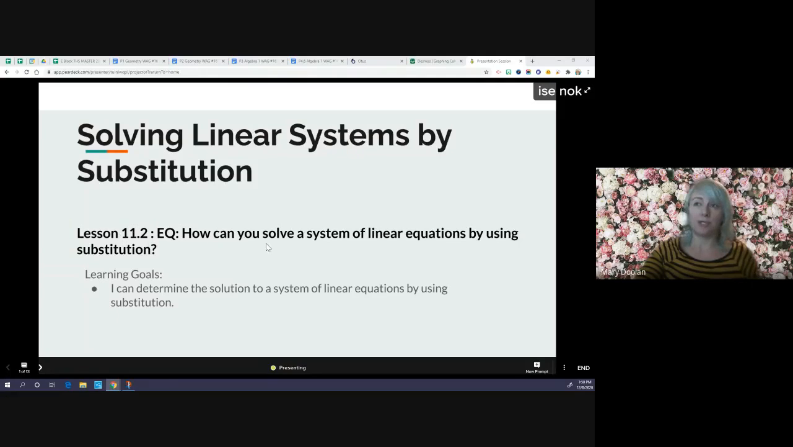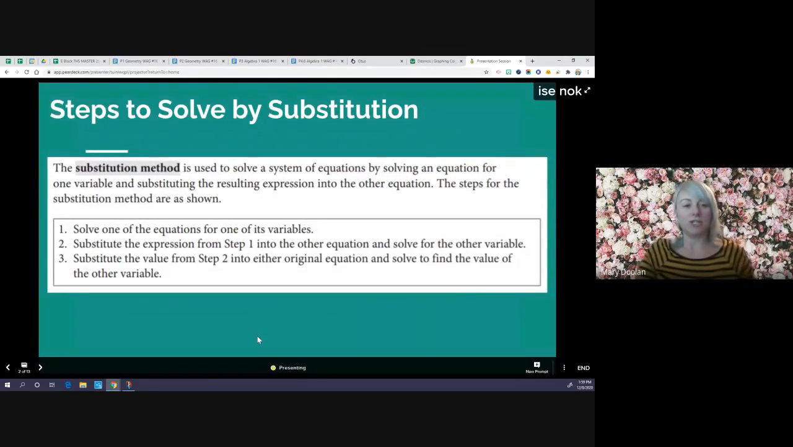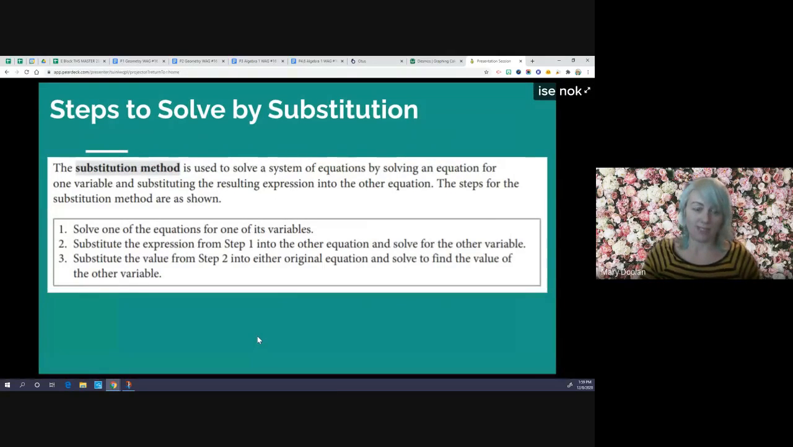This is 11.2. How can you solve a system of linear equations by using substitution? Learning goal. This all sounds very redundant. I can determine the solution to a system of linear equations by using substitution. Here we go. So these are your steps to solve by substitution. The substitution method is used to solve a system of equations by solving an equation for one variable and substituting the resulting expression into the other equation.